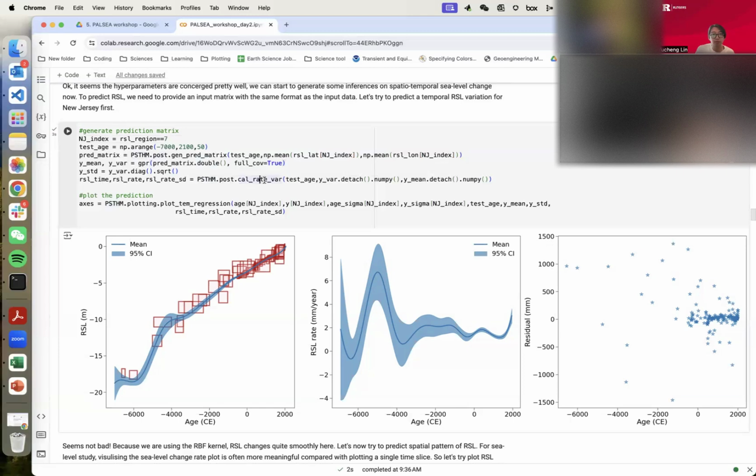Okay, I haven't talked about how to calculate the sea level change rate, but here is a specific function you can use to calculate it. And the rate is a 100-year average. So you can change that. Let me try to find the source code.